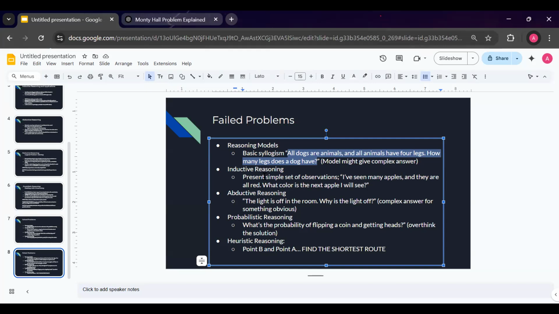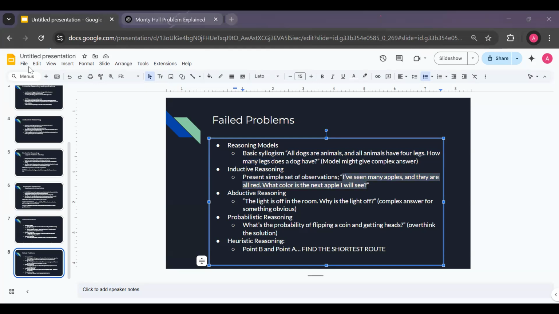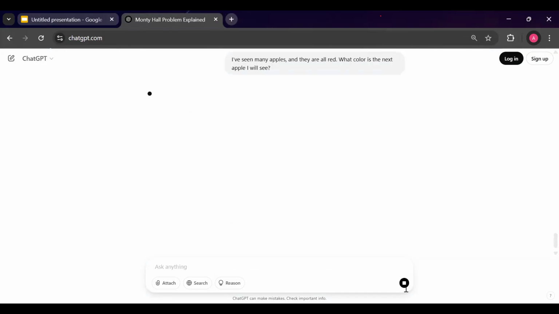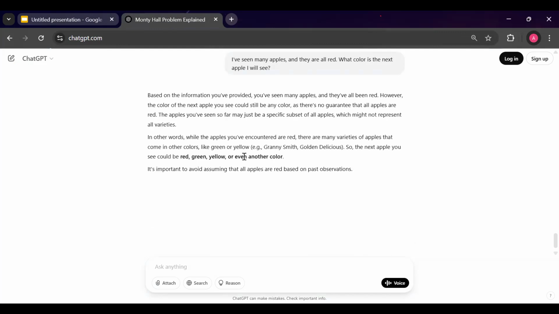So let's do inductive reasoning, saying that you've seen many apples. Oh, sorry. Yeah, you see, it does say that the next apple you could see could be red, green, yellow, or any other color. This technically could partially be true, but the main one we wanted to see was just red, since most apples tend to be red, although there are some green apples, so that is true.